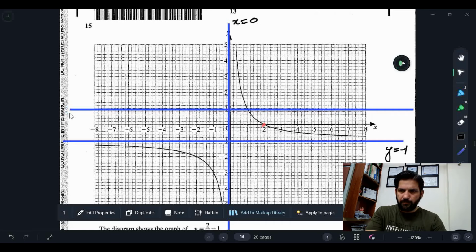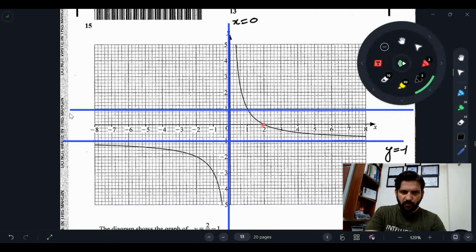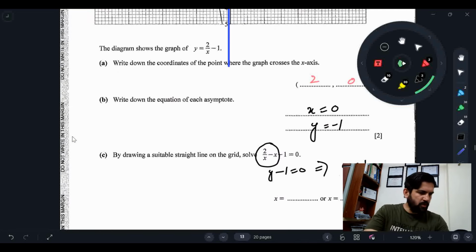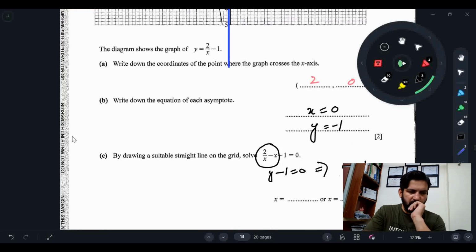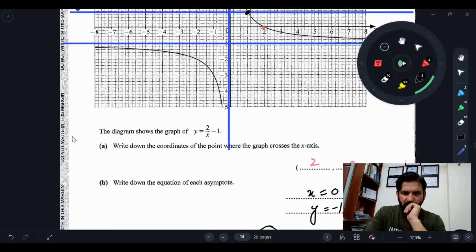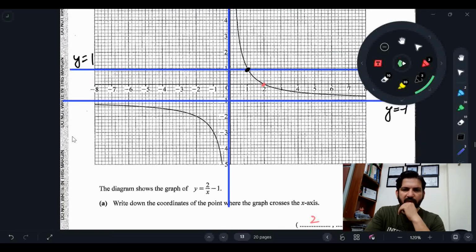Now at this point we have to see the corresponding value, the point where the graph cuts this line. This line is y is equal to 1. Now we can see the corresponding point. This one is basically y is equal to 1. Now by drawing a suitable line, solve this. Solve means we have to find out the value of x.